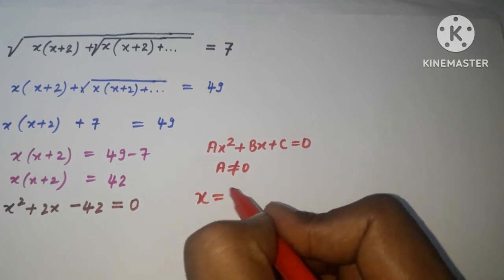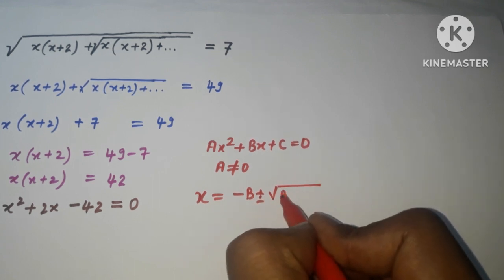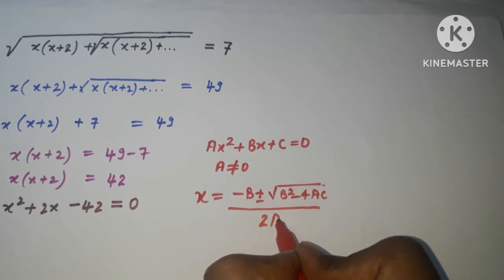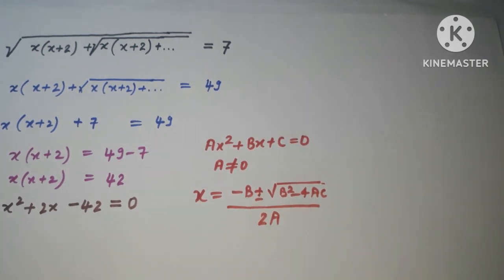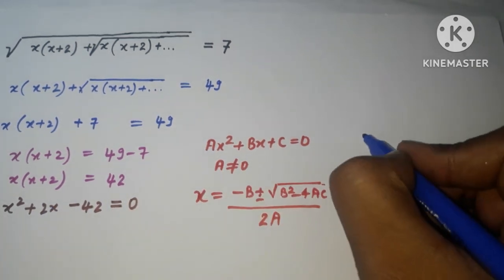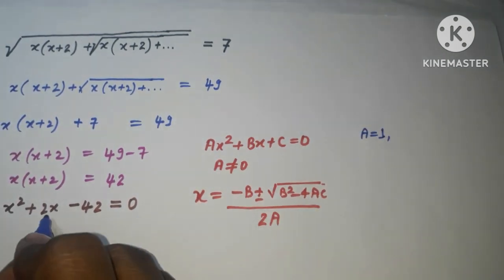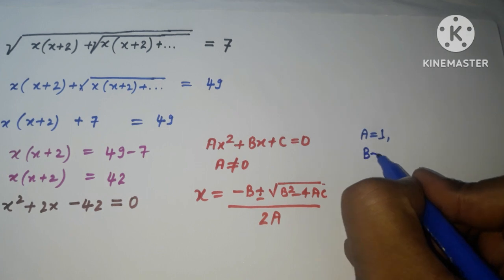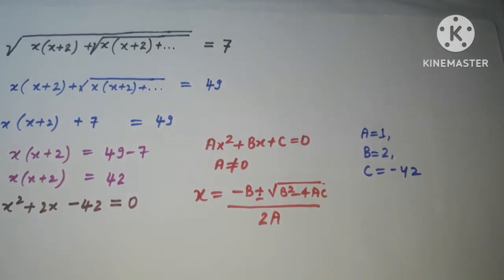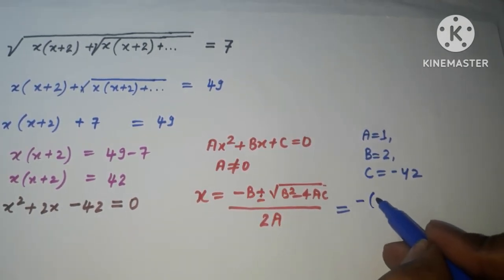So we have the value for x is equal to minus b plus minus root under b square minus 4ac, divided by 2a. In the same way we just compare these values with this one. So instead of a we have 1 here after comparing with this standard equation, and instead of b we have 2, and instead of c we have negative 42.